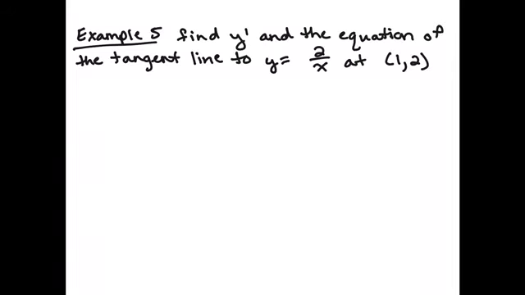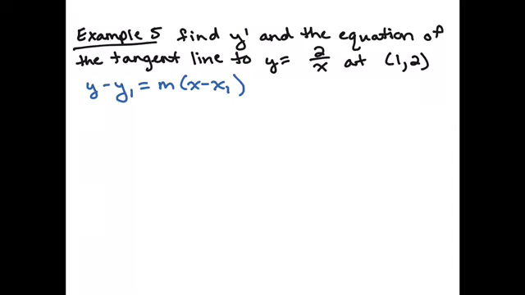If it equals 0, it's a horizontal line. If it's undefined, it's a vertical line. If it has a positive slope, we know it's increasing. Negative slope, we know it's decreasing. So if I ask you to find the equation of a tangent line, then what we're going to use is the equation of a line in point slope form to get to that.